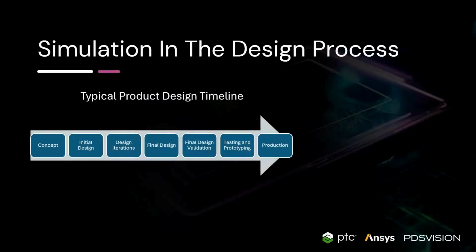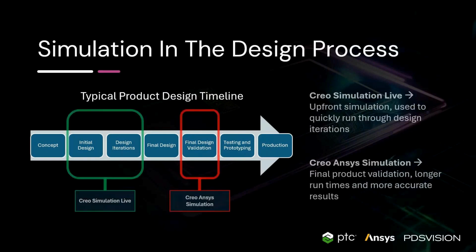So here I've got a flowchart of the typical engineering design workflow, all the way through from concept to production. And the two products we're looking at today are mainly targeted at two different stages of the design process. Creo Simulation Live acts a bit like a compass in the iterative phase of the design process, guiding design engineers in the right direction in order to design better products quicker by providing immediate insight on potential design changes as and when you make them.